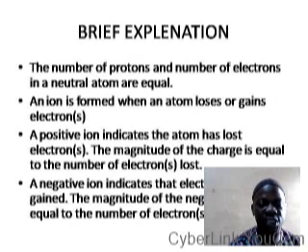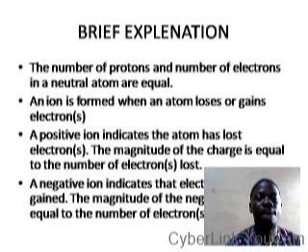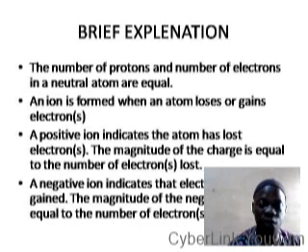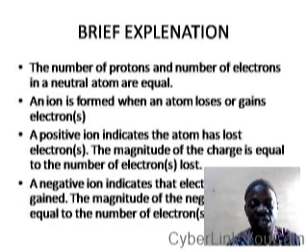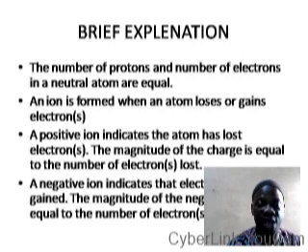For an atom that is neutral, the total number of protons in the nucleus is equal to the number of electrons around the nucleus. Since protons are positively charged and electrons are negatively charged, and neutrons are neutral, if the number of protons is equal to the number of electrons, that shows that the positive charges balance up the negative charges, and so the atom is neutral.